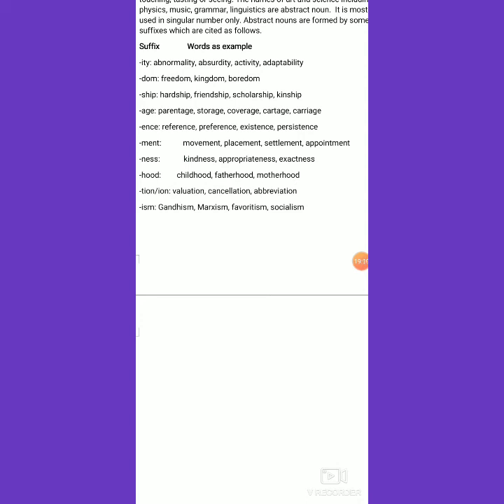Now, we should notice the use of hood. And we can say that hood is generally used with a common noun to change it into an abstract noun form. Child, father, mother are common nouns that we had already discussed in our previous lecture. But from child, a common noun, we have childhood, that is the abstract noun meaning of that child. Father, fatherhood, and mother, motherhood.